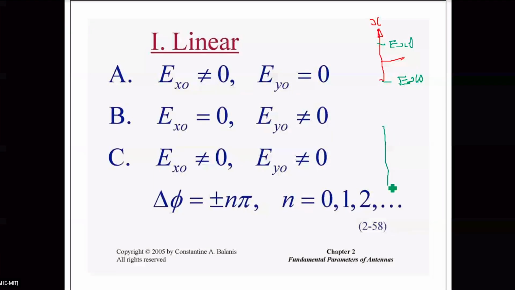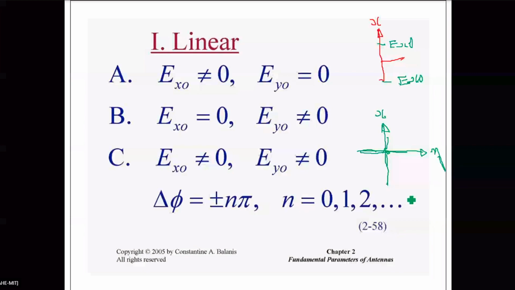So that means n pi means 0, 180, 360 like that. Okay, so if this is the x axis and this is the y axis, Ey can be in this direction or in this direction, because 0 and 180 degrees are allowed. Similarly, Ex can be in this direction or this direction.